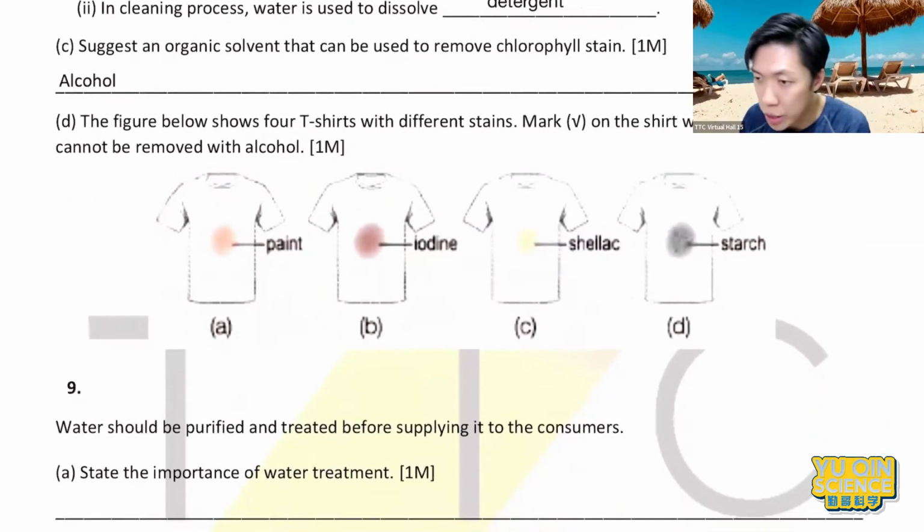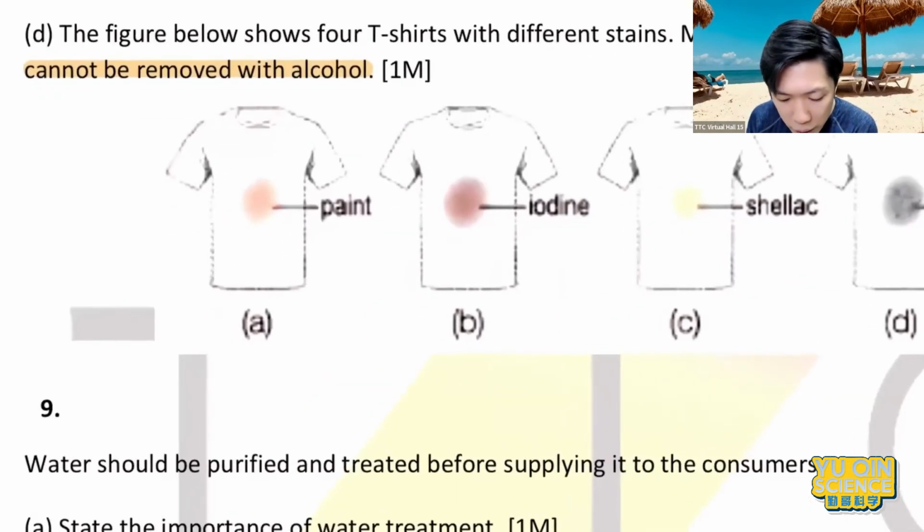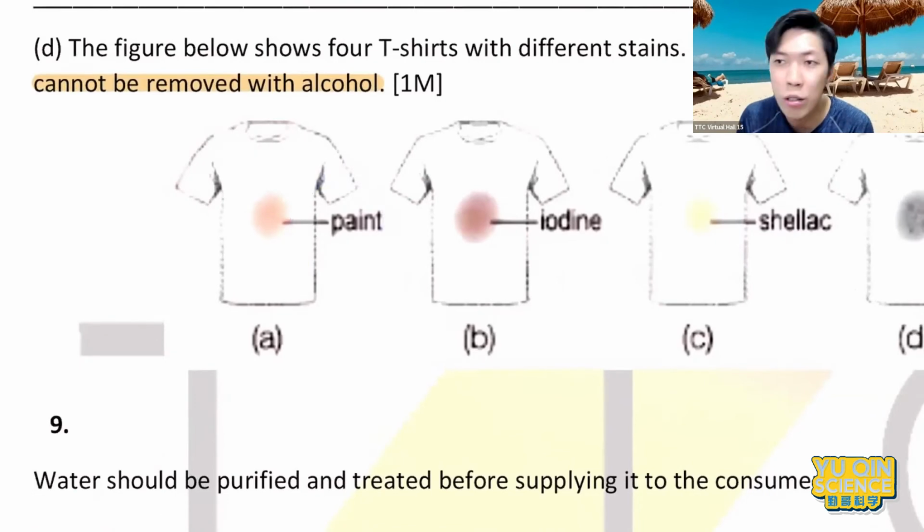Okay, yeah, correct. Okay, the figure below shows 4 t-shirts with different stains. Mark on the shirt with the stain that cannot be removed with alcohol. That means alcohol cannot remove it. First of all, can alcohol remove paint? Yes, it can. Alcohol can remove colorings and paint.